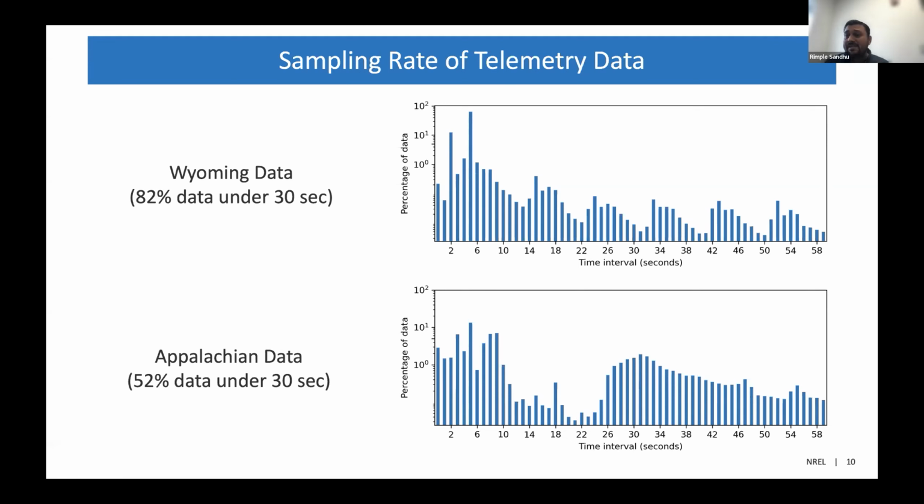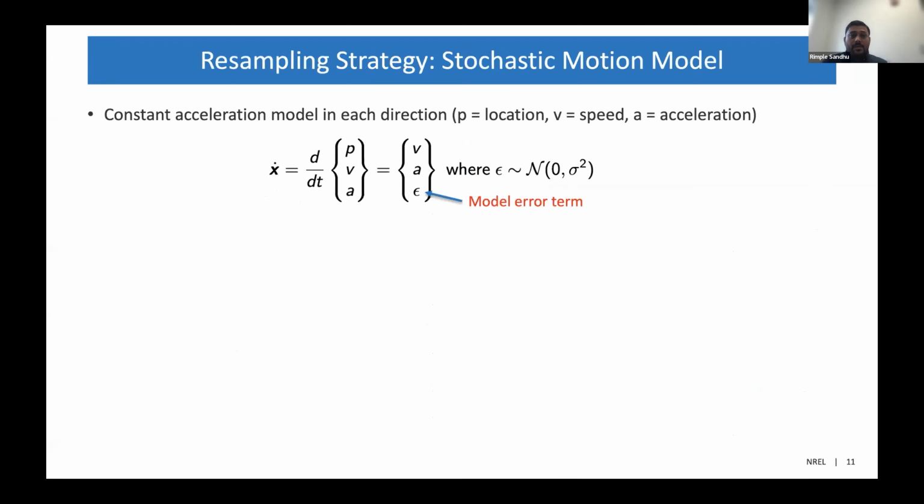Yeah, so we want to handle that first. And then once we have the data at constant time interval, we can then look at the statistical parameters of this data. So how do we deal with that?